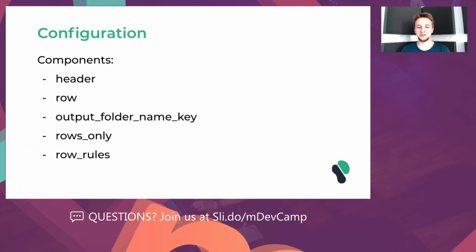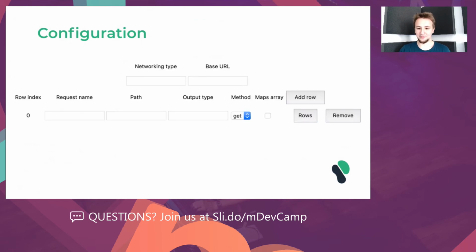The configuration consists of 5 options right now. Maybe some will be added in the future. The first two, header and row, are specifying how the UI, how the input should look like. Output folder name key just points towards a field after which the output folder should be named. Pretty easy. And the last 2 are seemingly a little more complex, but they are actually, again, quite easy, maybe except the last one. But all is explained, I hope, quite well in the manual you can get. So if I break it down, yeah.